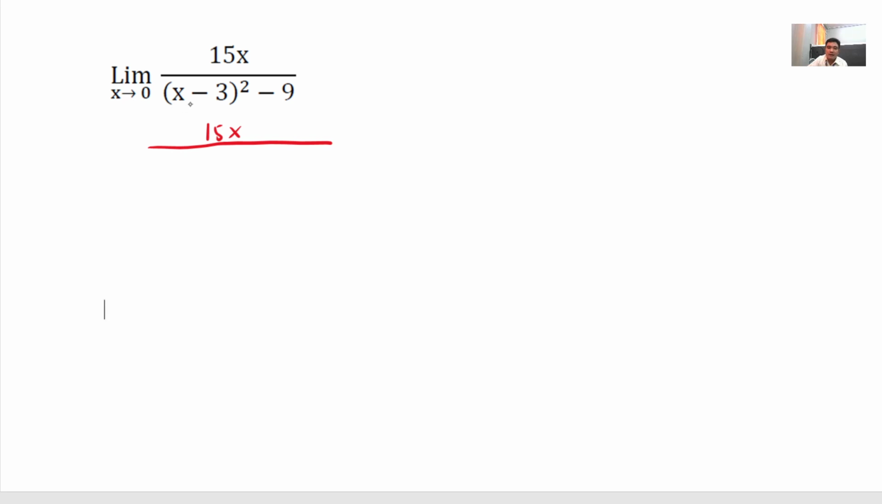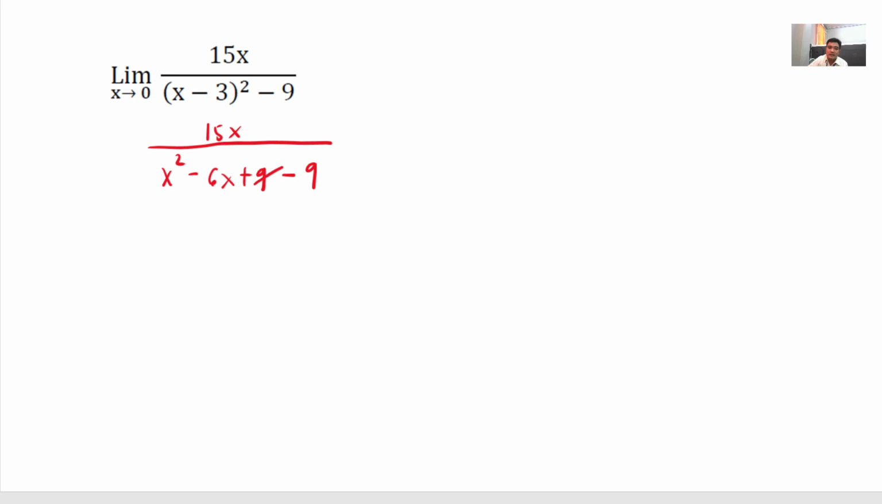So if you're going to expand (x minus 3) squared, diba that is (x minus 3) times (x minus 3), or the square of the first term plus twice the product of the first term and the second term, and then plus the square of the second term. So that will give us x squared minus 6x plus 9, so minus 9.